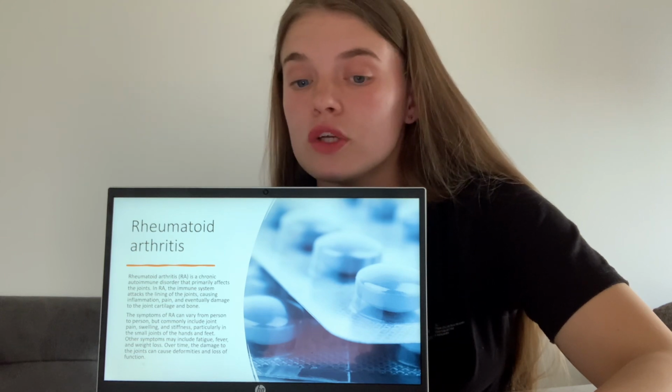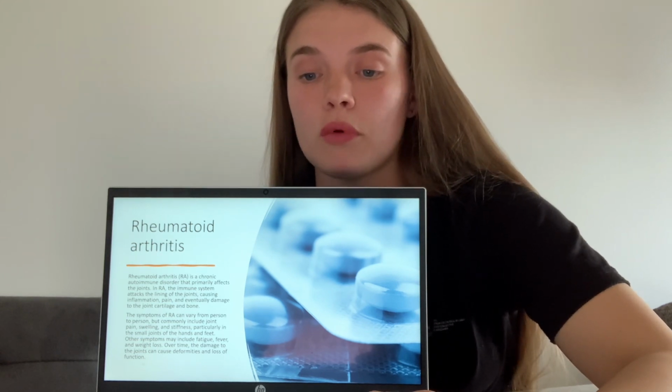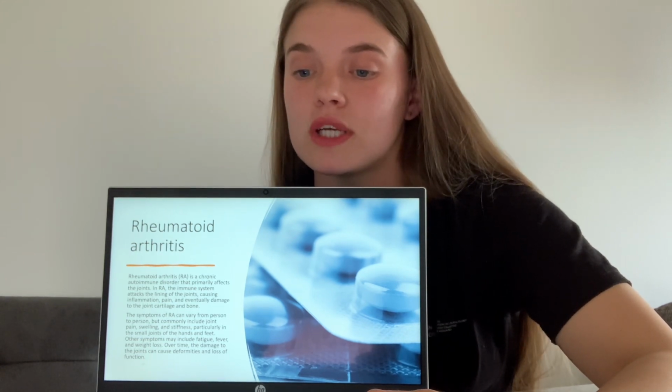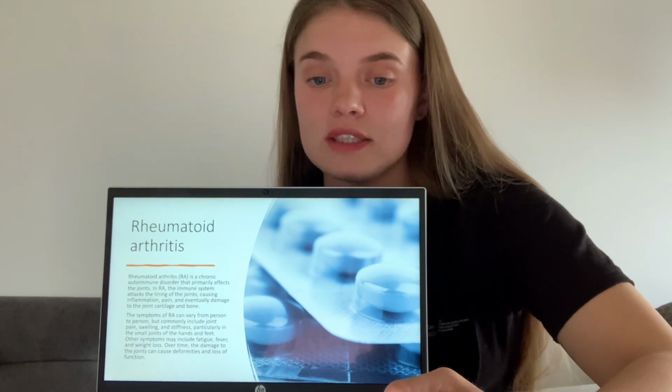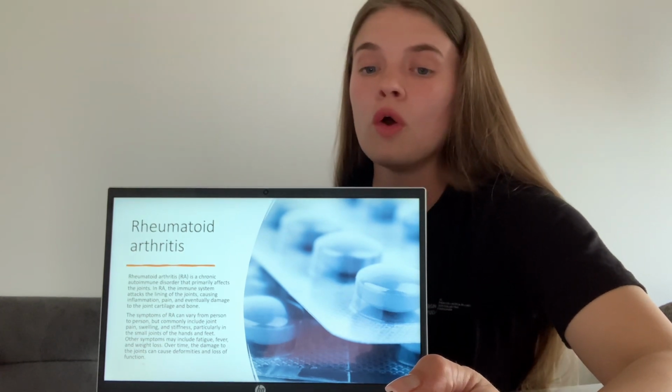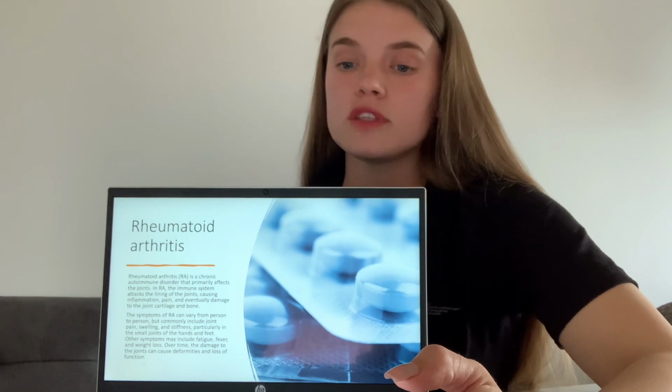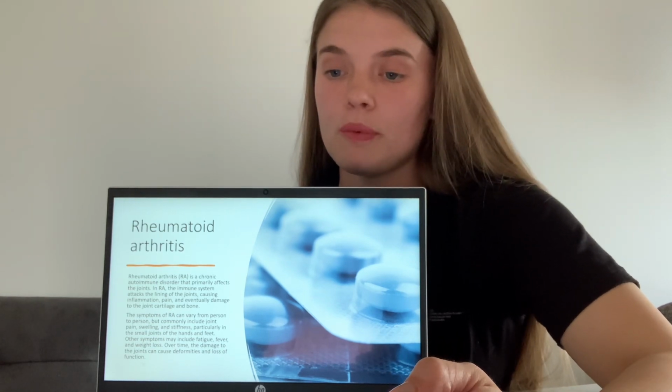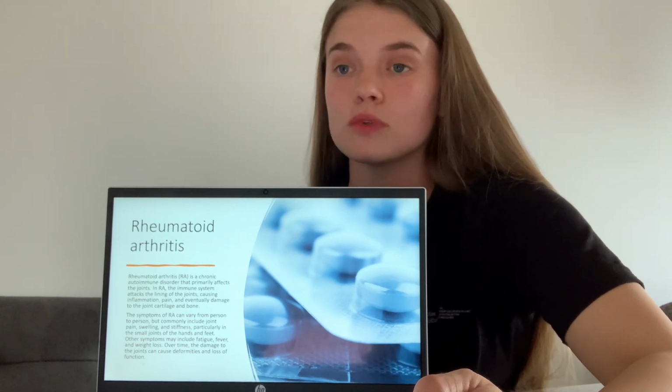Although there is currently no cure for rheumatoid arthritis, with proper management and care, many people with the condition can lead full and active lives. It is important that individuals with rheumatoid arthritis work closely with their healthcare providers to develop a personalised treatment plan and monitor their symptoms over time.